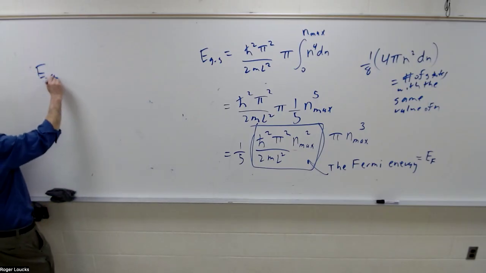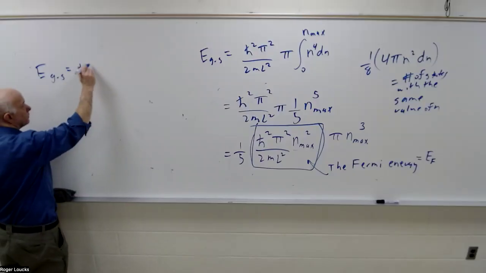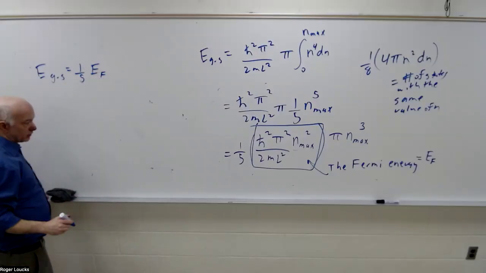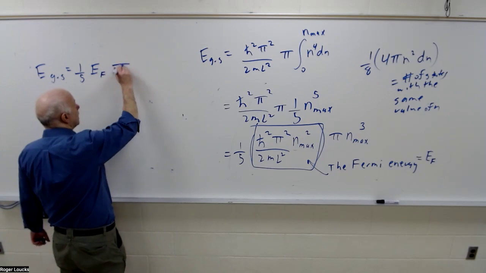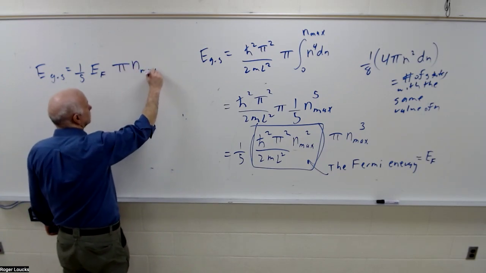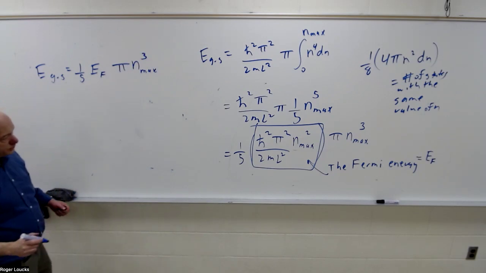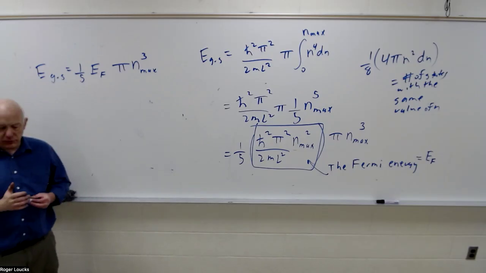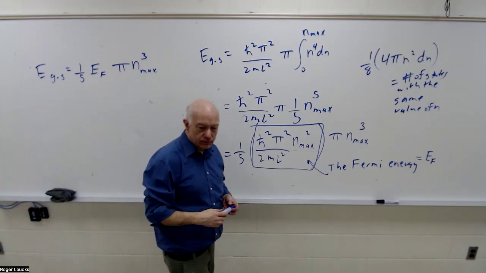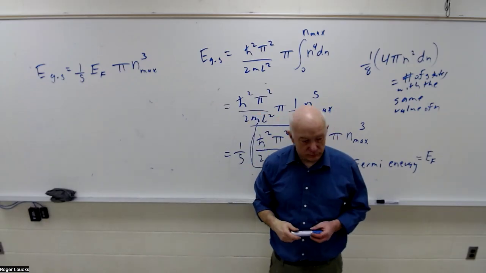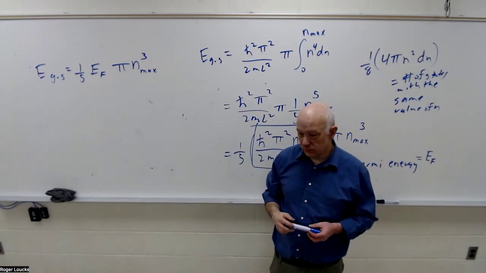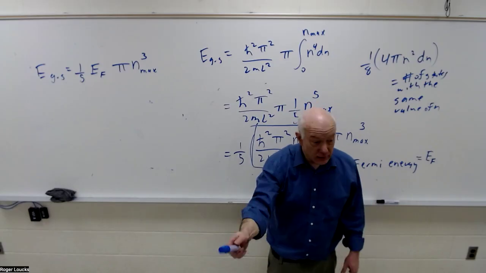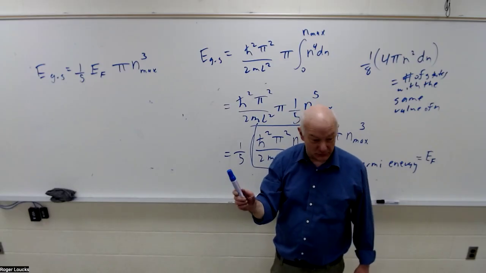The energy of this ground state of nothing is 1/5 E_F, the Fermi energy, times pi and n max cubed. Now, how many particles did we say we put in there? How many electrons? It rhymes with n. N, that's correct. We put in N particles in there.